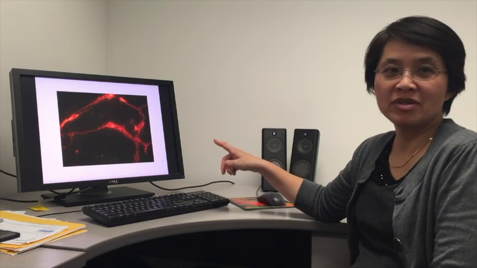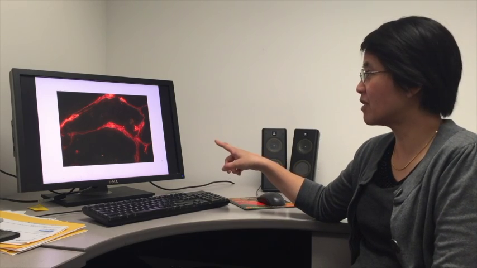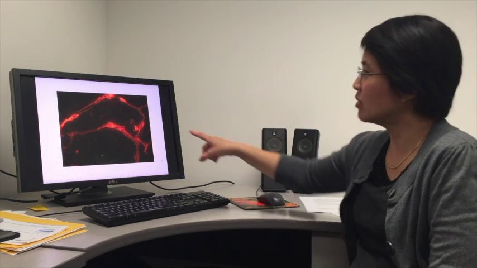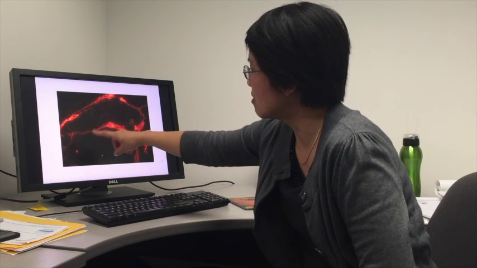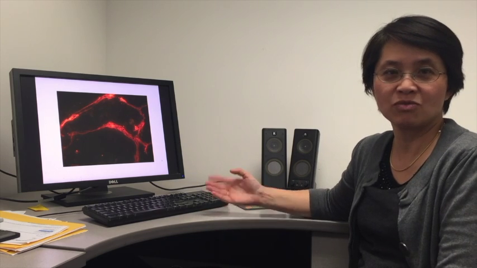This is some of the preliminary data that we obtained from the patient samples, and we can see there is a large amount of viable blood vessel formation. So this is a piece of evidence to show that our current approach is working.